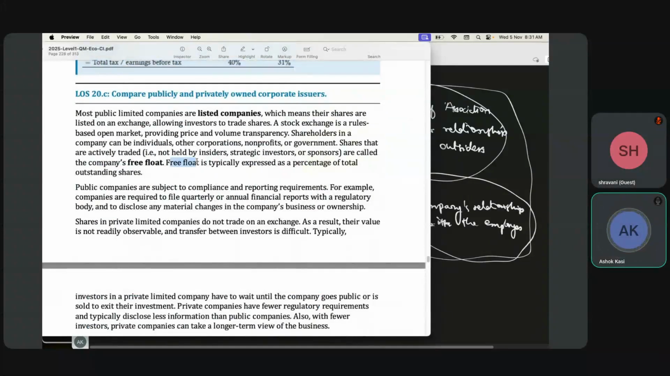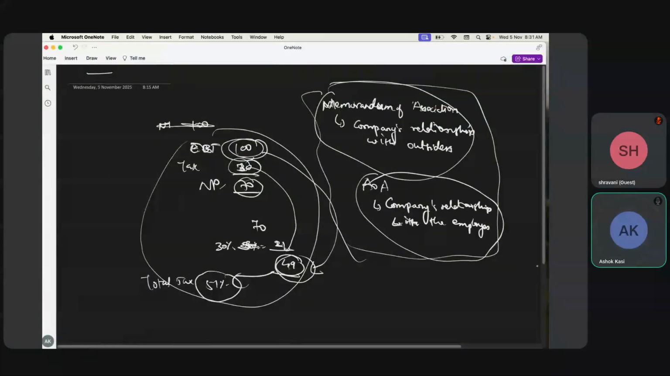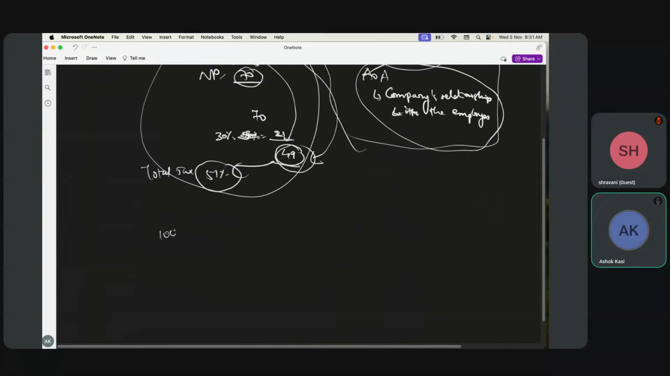Then free float is typically expressed as a percentage of total shares outstanding. What do you mean by free float? Imagine the company has 100 shares. Now in that 100 shares, let's say the promoter is owning 60 percent. If the promoter is owning 60 percent, then free float is considered as the remaining 40. Promoter and families are owning 60 percent. So free float means shares which are available in the market for buying and selling. That is only 40 percent.